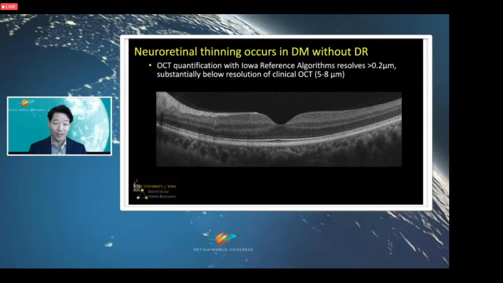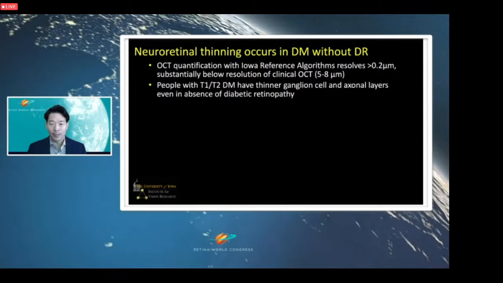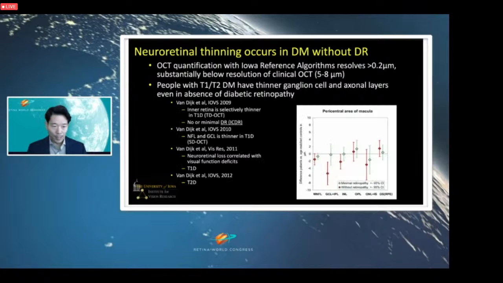Of course, looking at thickness, we can use OCT to get a very good look at what the thickness is in diabetics compared to controls. Here you can see we're using an automated algorithm that we have, the Iowa Reference Algorithms, that's publicly available. And in the last 10 years, there's been a lot of work showing that type 1 and type 2 patients with diabetes have a thinner ganglion cell and NFL layer, even in the absence of clinical manifestations of diabetic retinopathy. You can see some of the papers here.